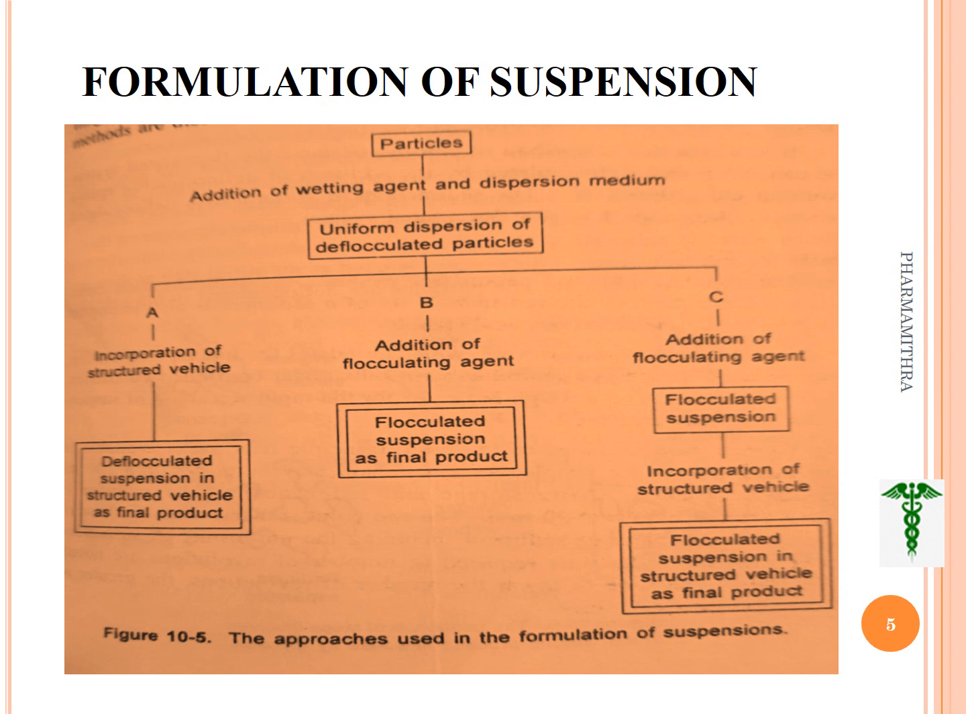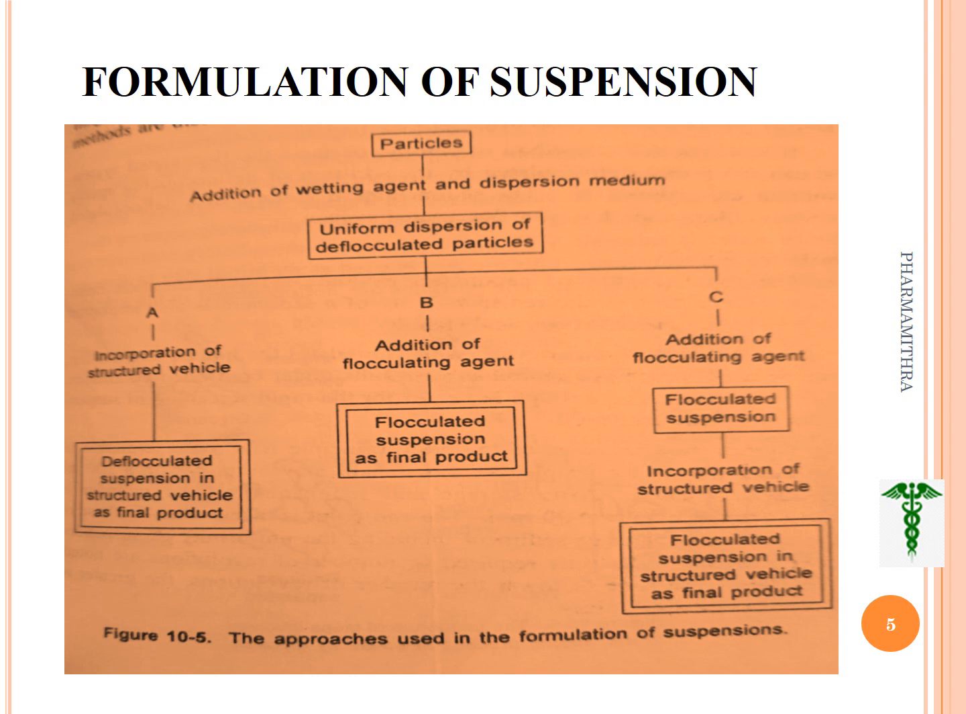The next thing is the formulation of suspension. If we add a wetting agent and dispersion medium, it will result in a uniform dispersion of the deflocculated particles. These are the three approaches we can see in the formulation of suspension. The first one is incorporating a structured vehicle, which results in a deflocculated suspension. That is one case. The second one, which is our question: if we add a flocculating agent, we get the flocculated suspension as the final product.